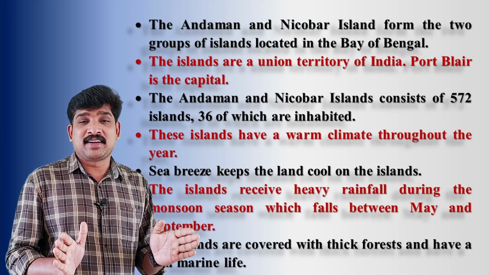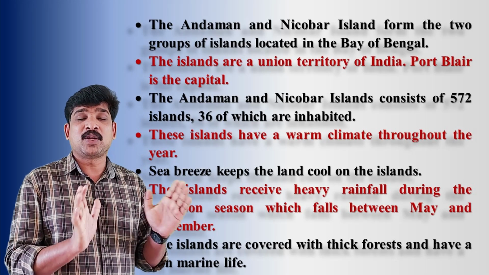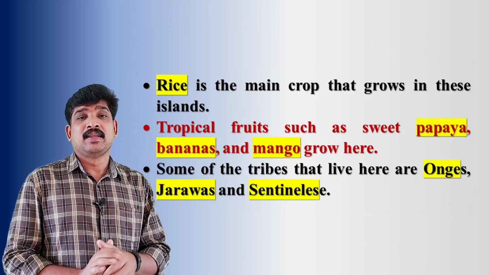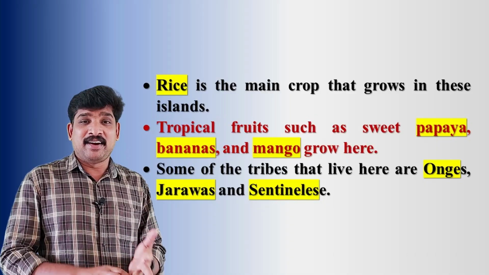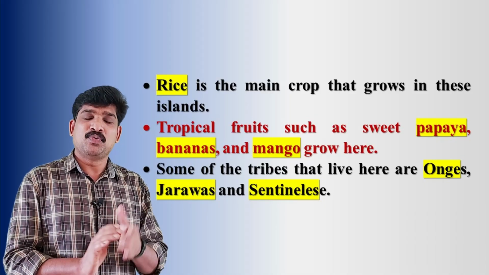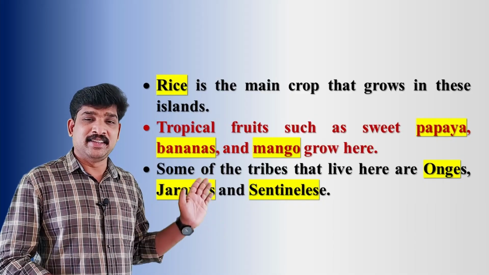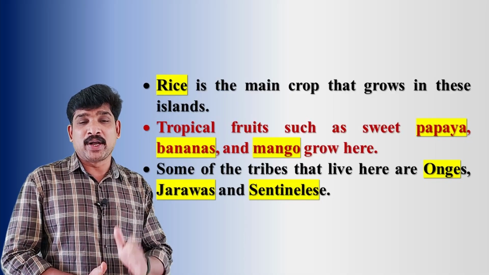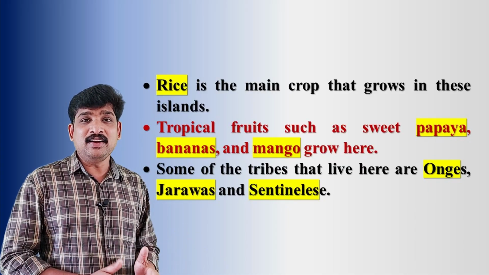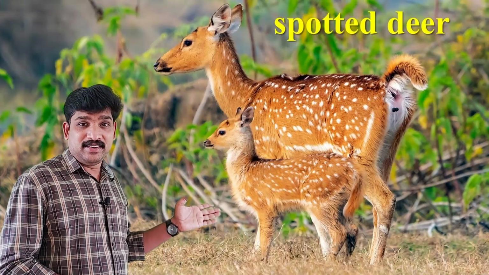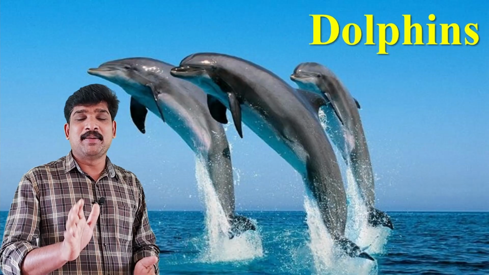The islands are covered with thick forests and have a rich marine life. What do you mean by marine life? Whatever we can obtain from the sea. Rice is the main crop that is grown in these islands. Not only rice, but papaya, banana, mango, all these types of fruits also grow there. Three different types of tribal communities live here in the Andaman and Nicobar island groups. They are Onges, Jarawas and Sentinelese. The animals found here are macaques, spotted deer, whales and dolphins. That's all about the Andaman and Nicobar Islands.